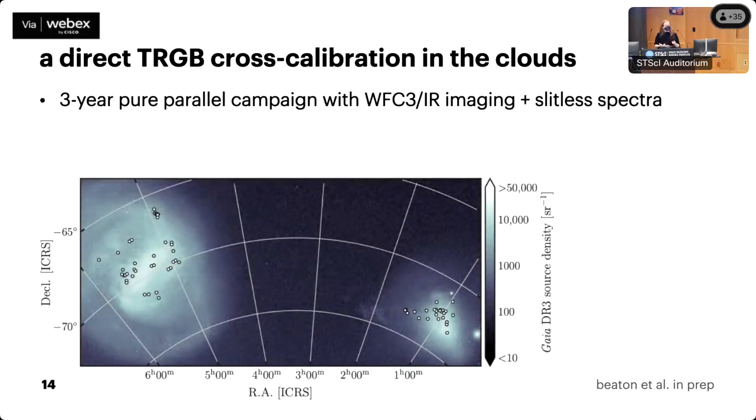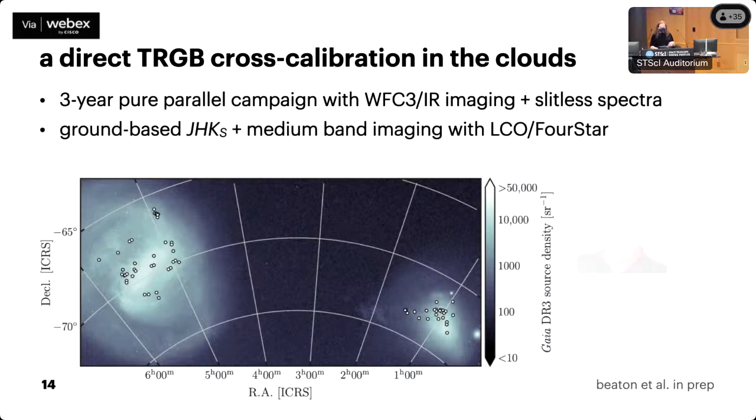So we had this multi-cycle pure parallel with HST that took about 70-odd pointings in both Magellanic Clouds, which I plotted here. And this was a parallel with the Ulysses program. For these, we got WFC3IR imaging and prism spectra. And then we followed them up with imaging from the FourStar camera on the 6-meter Baade telescope at Las Campanas. And all of the data from that was reduced by our collaborator, Andy Monson, who, as it happens, also built the instrument.